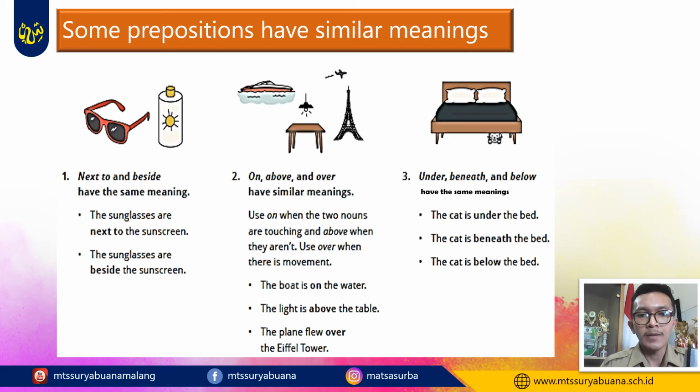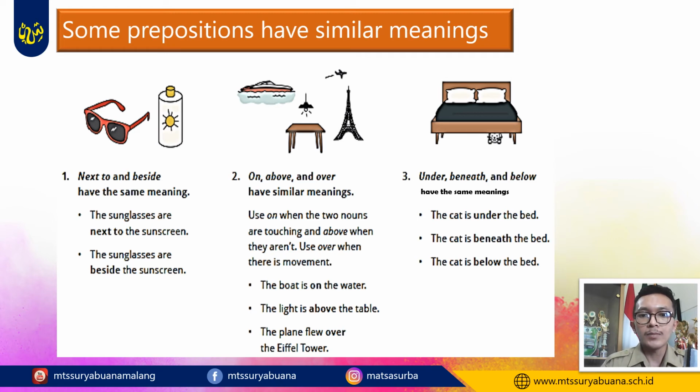The next ones: on, above, and over. These three prepositions have similar meanings but are different in use. Use on when the two nouns are touching. For example, the boat is on the water. You can see the picture. The boat and the water are touching each other, right? So you can use on.